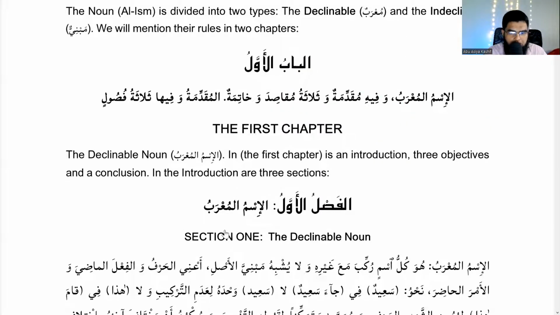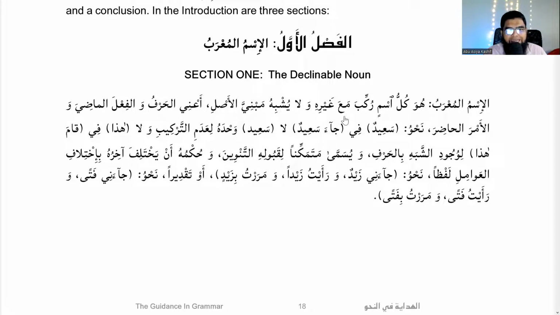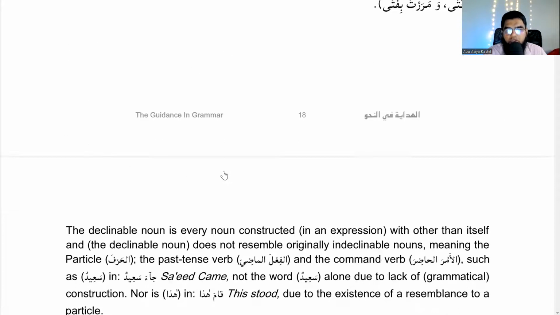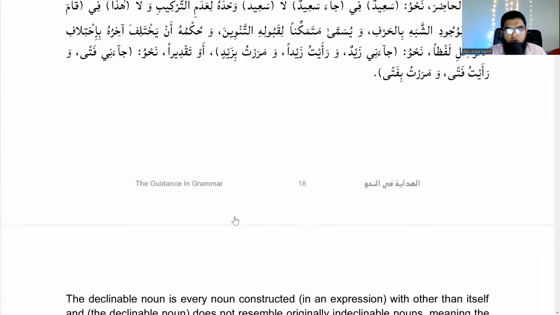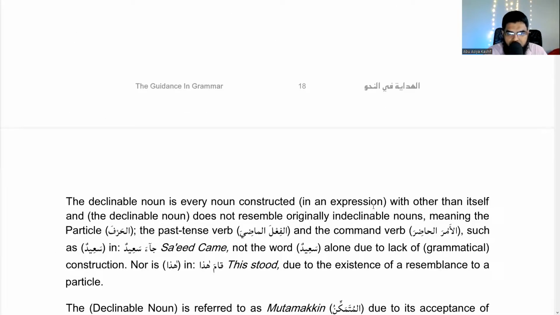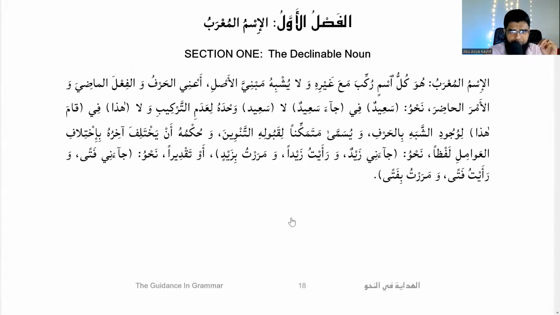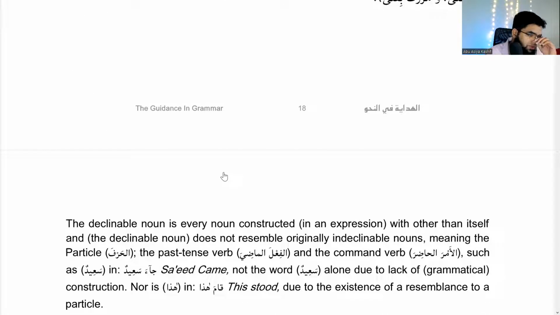Al-faslul awwal al-ismul mu'arab. So we'll start defining what is a mu'arab noun, declinable noun. Al-ismul mu'arabu huwa kullu ismin rukkiba ma'a ghayrihi wa la yushbihu mabniya al-asl. So it says what? The declinable noun, huwa kullu ismin, every noun constructed with other than itself. So we need two words. It is constructed with two words. وَلَا يُشْبِهُ مَبْنِيَ الْأَصْلِ, and it does not resemble original indeclinable noun.